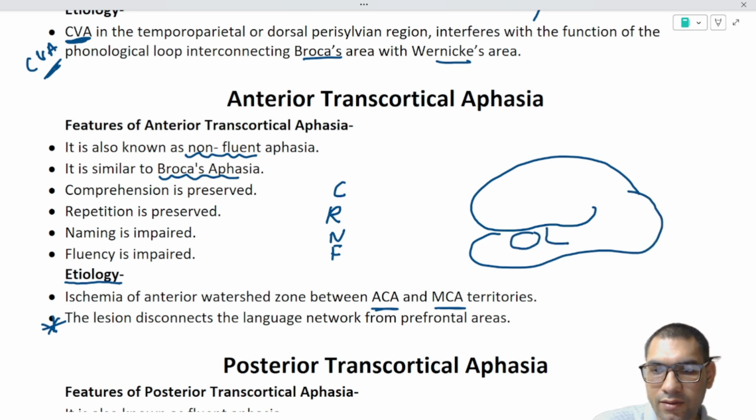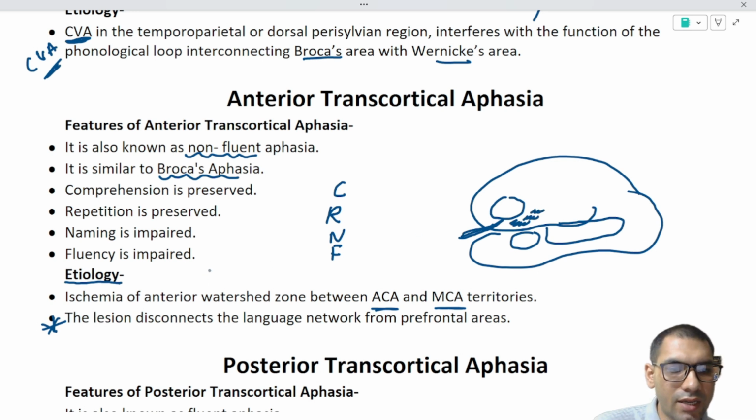Auditory area, Wernicke's area, prefrontal areas. There is some watershed zone between the anterior cerebral artery and the middle cerebral artery, and that watershed zone will cause ischemia of some areas, and the language network will be disconnected from the Broca's area, from the other prefrontal areas.